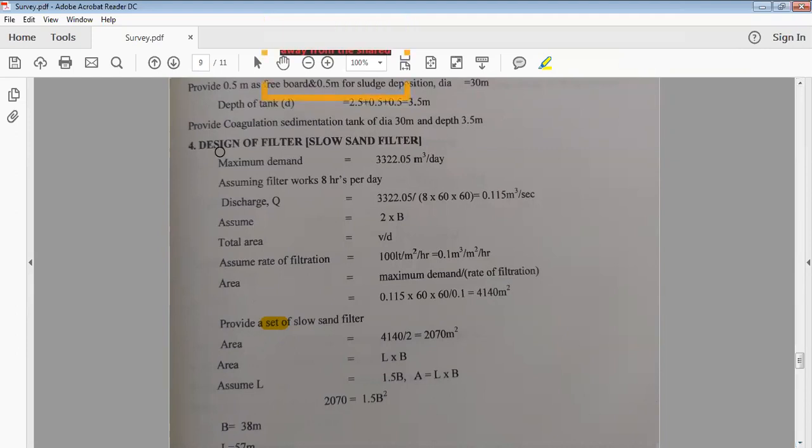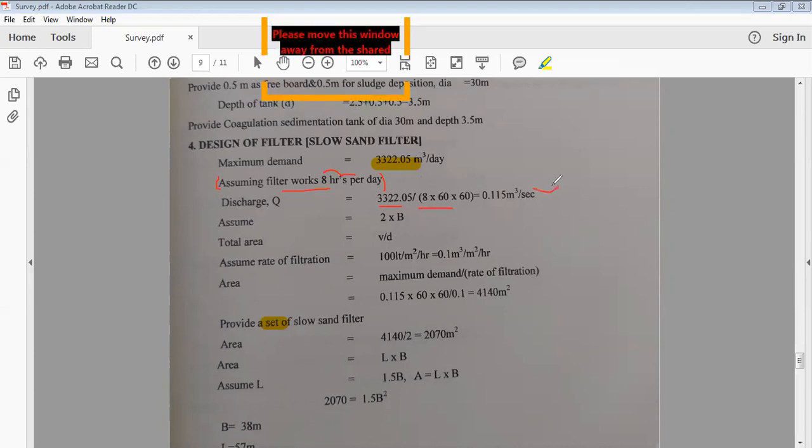Yeah. So now considering we are only adapting slow sand filter, we have to design the same length into breadth for this time. Okay. So demand is what we calculated, this much, and the filter works for 8 hours, just like everybody has working hours. We think people will be working in the treatment plant, so there are 8 hours this filter works. So discharge is now we have to divide this demand by 8 hours. It will become this much.